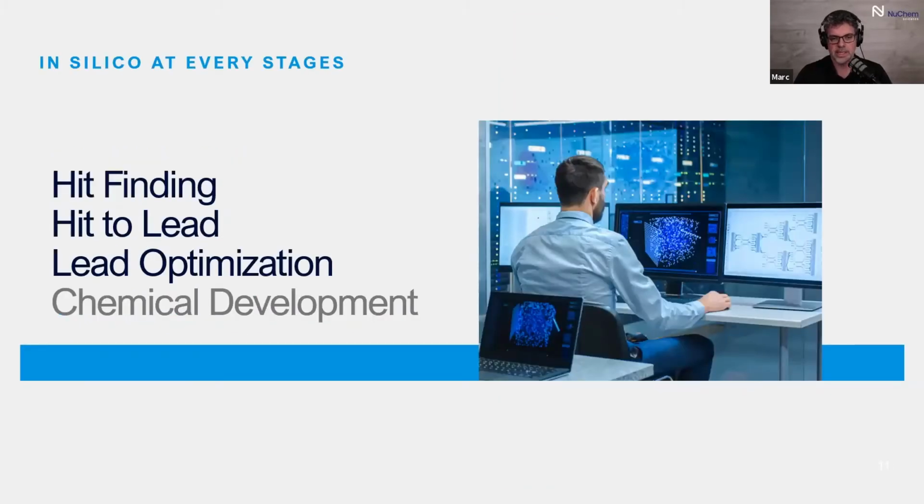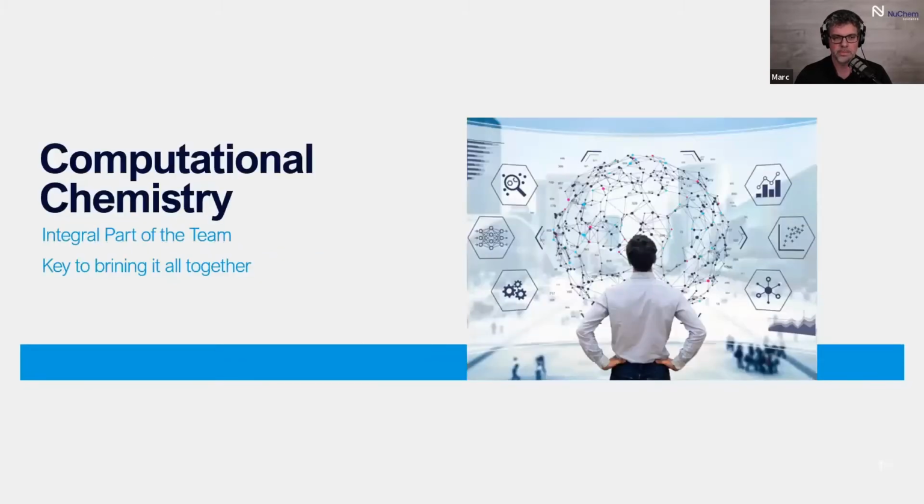We use in silico work and support at different stages like hit finding, hit to lead optimization, but also we try to bring it into the world of chemical development to improve not only SAR and medicinal chemistry, but also synthetic transformations themselves. Computational chemistry, as you might imagine, is an integral part of the team, and it's really the key to bringing it all together from the MedChem perspective.